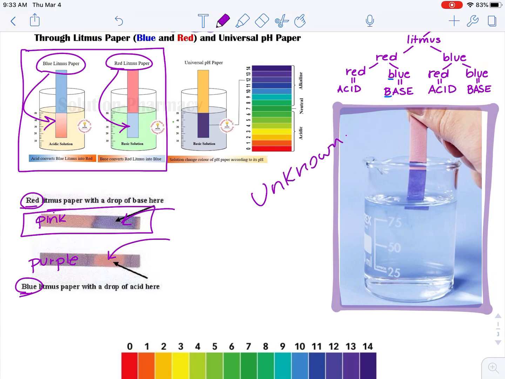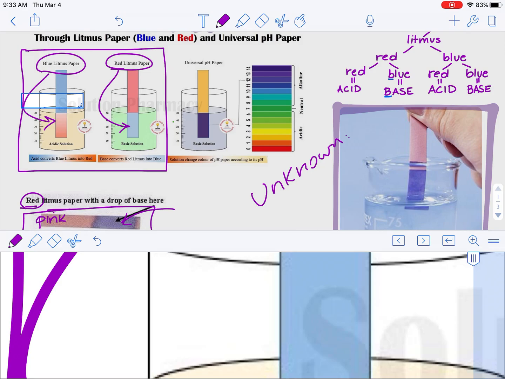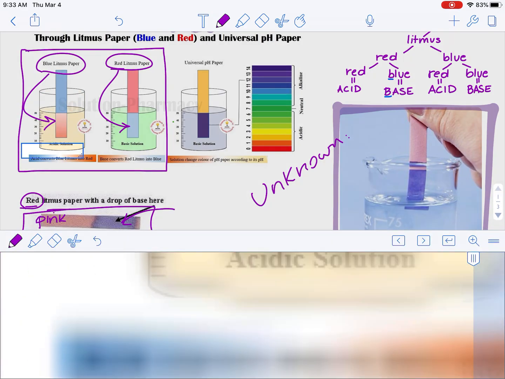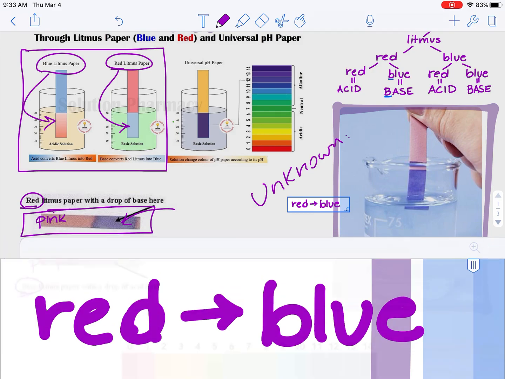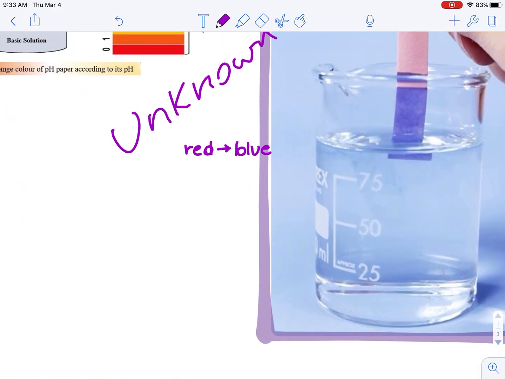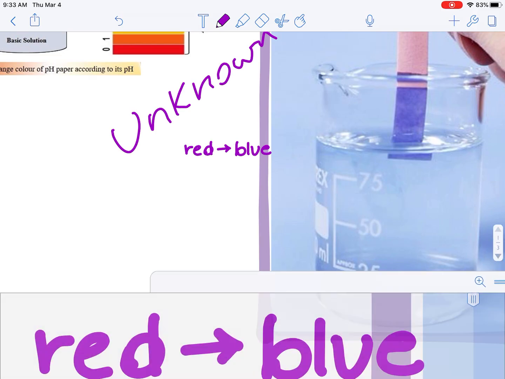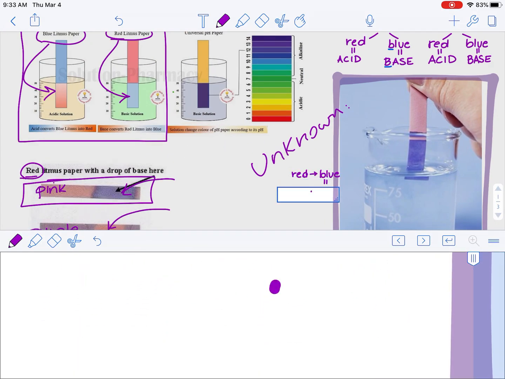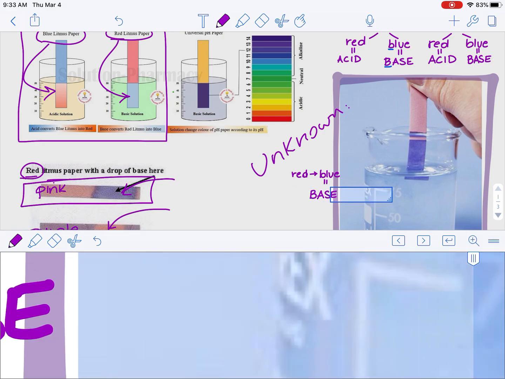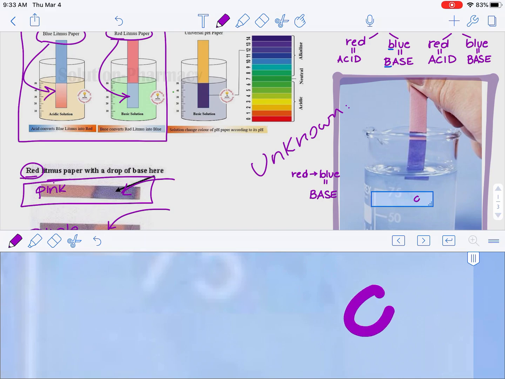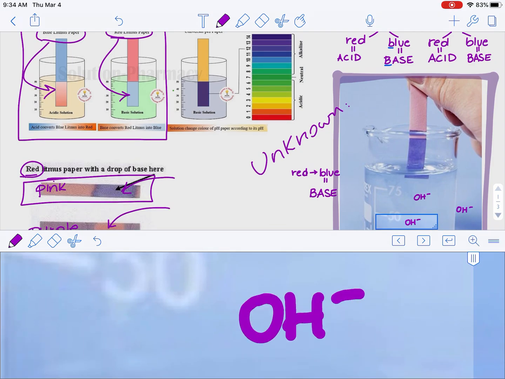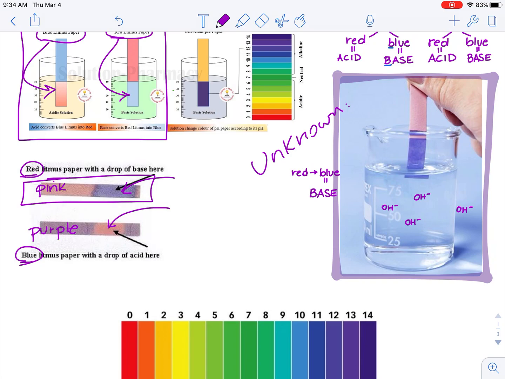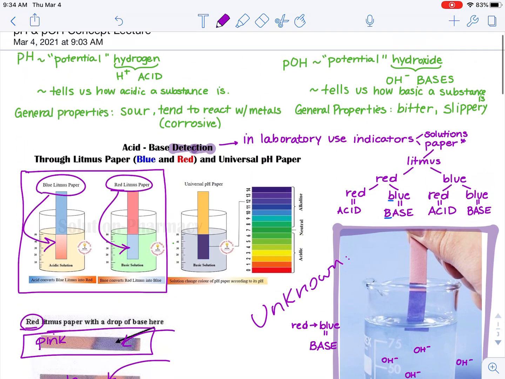So if we look now at the highlighted picture here of my unknown, the demonstrator is holding a piece of red litmus paper, and it wound up turning to blue. What does that tell me about this chemical that looks like water? However, I'm going to describe it as a clear, colorless solution. Because red ended up blue, if your paper is blue, that means you have a base. This is some type of base. More likely than not, it's going to have those hydroxide ions floating in the solution. That's what we mean by a base.